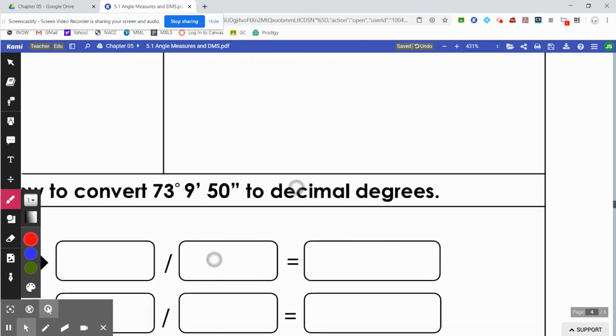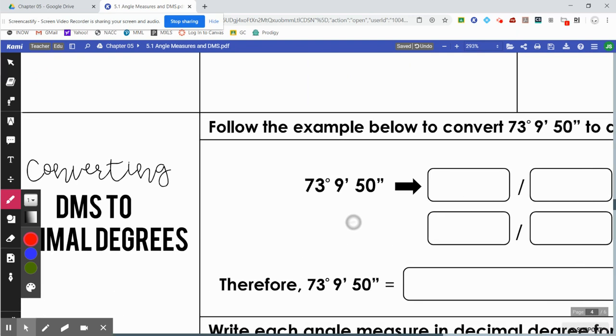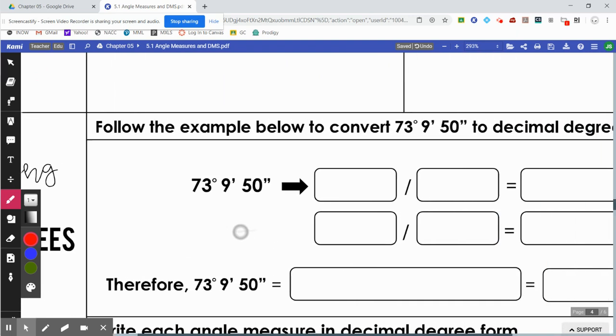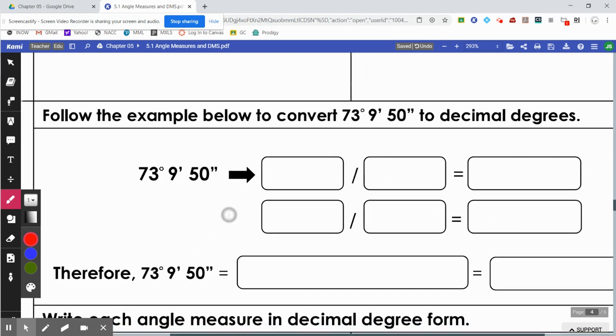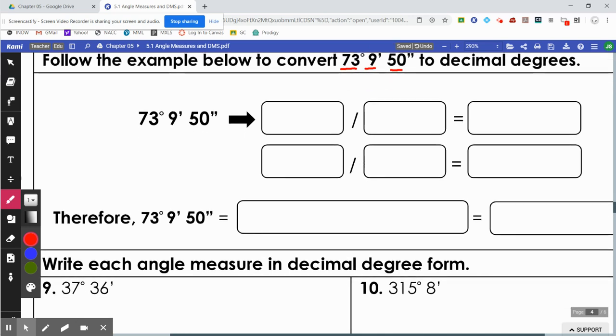Okay, next up, we're going to be working these backwards. Now let's convert them, converting DMS to decimal degrees. Follow the example below to convert 73 degrees, 9 minutes, and 50 seconds to degree measurements. Now, all we have to do here is remember what fraction a minute is of a degree, and a second is of a degree.